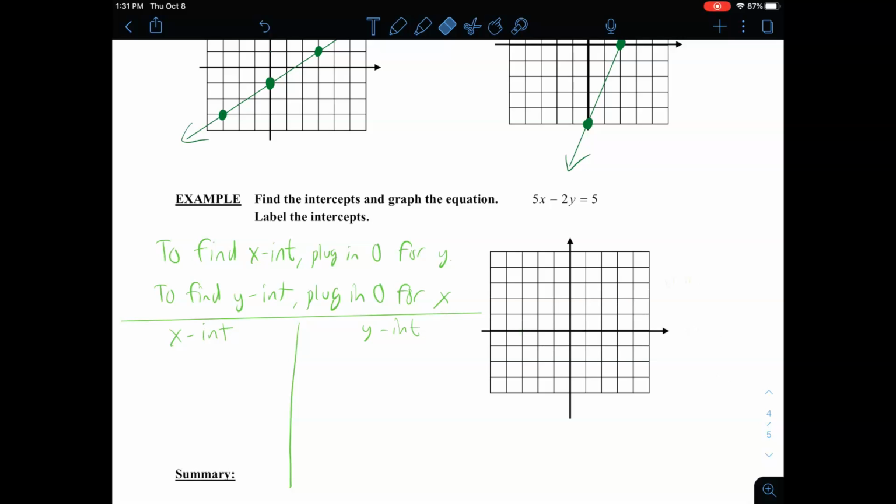Same thing goes for the y-intercept. What's this point right here going to be? This point right here is going to be 0, 2. This one's going to be 0, -1. Okay, so on the y-axis, that means that the x value is going to be 0 because we're not going left or right at all. It's going to be right in the middle. So that's why this works, but it's kind of a shortcut.